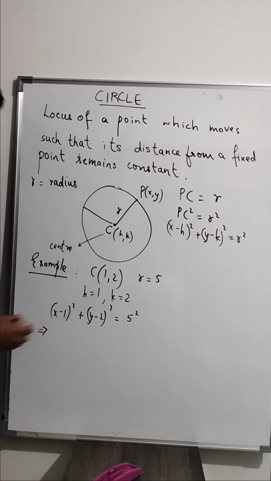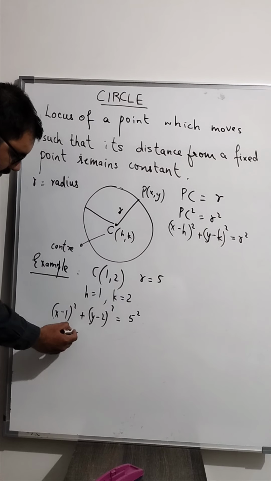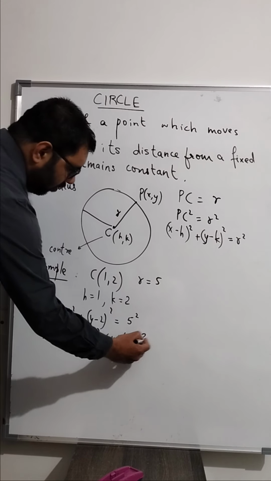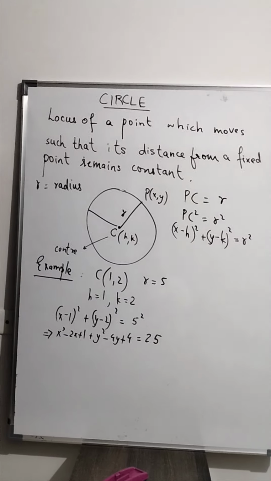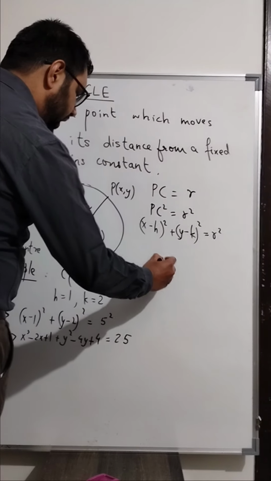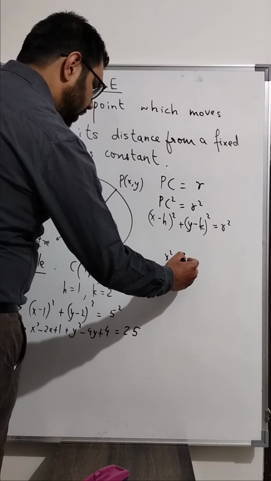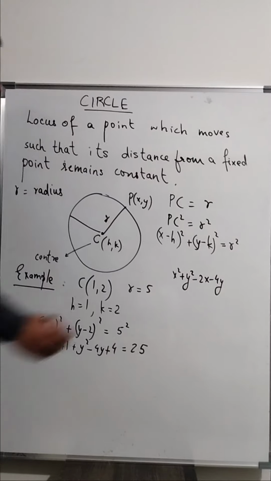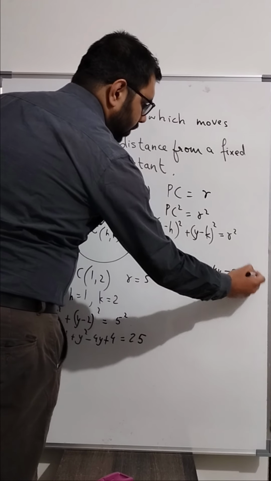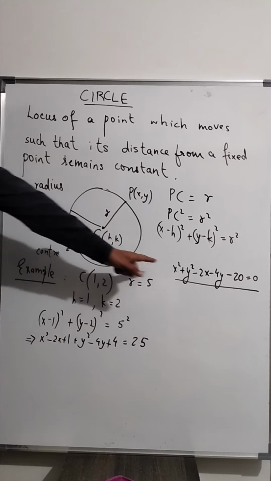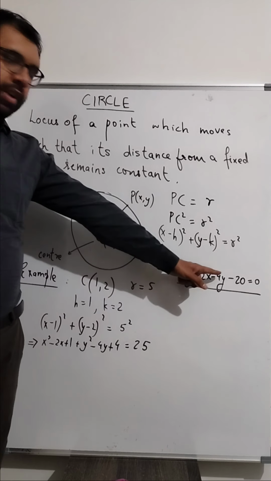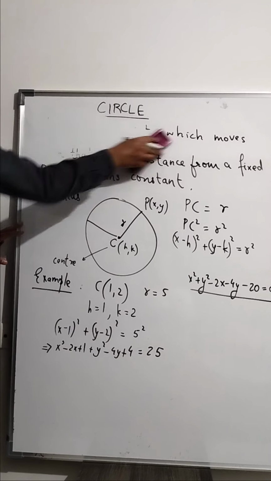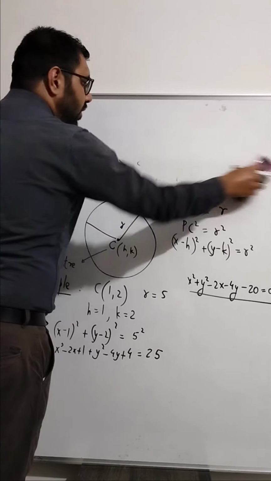So expanding all the terms, you will get x square minus 2x plus 1 plus y square minus 4y plus 4 is equal to 5 square, which is 25. So simplifying this equation, we will get x square plus y square minus 2x minus 4y. 1 plus 4 will become 5, and 5 minus 25 is minus 20 equal to 0. So finally we get the equation of the circle like this: x square plus y square minus 2x minus 4y minus 20 equal to 0. Okay. Let's proceed to the next form, which is the general form of the circle.